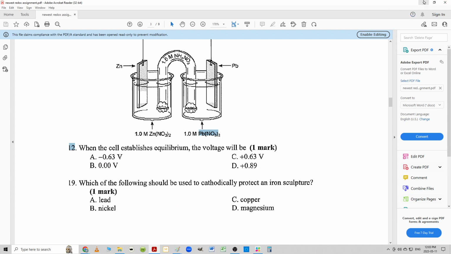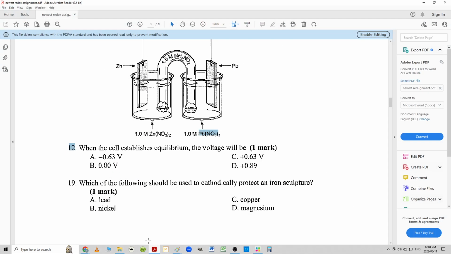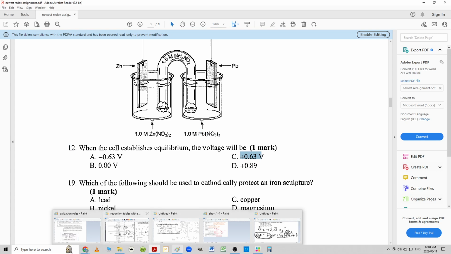Oh, how come I added it wrong? 0.13 and, oh yeah, no. So that's plus 0.74 negative 0.13. Add them together. I get 0.61 positive volts. And they're saying that. I must be having a brain fart somewhere.